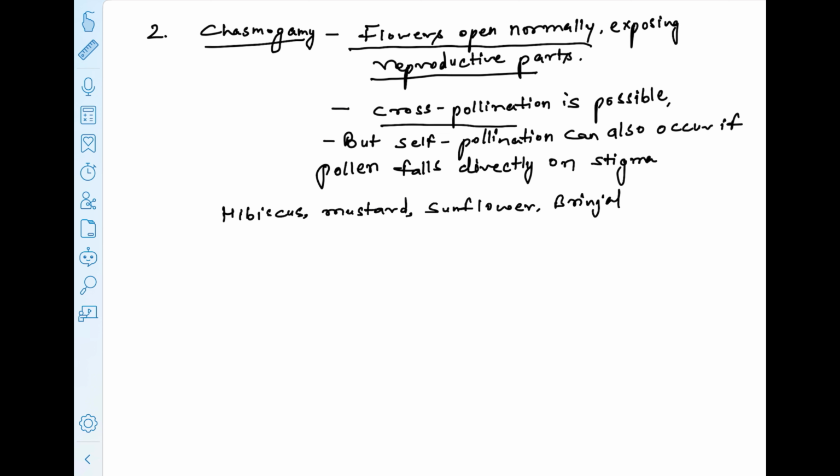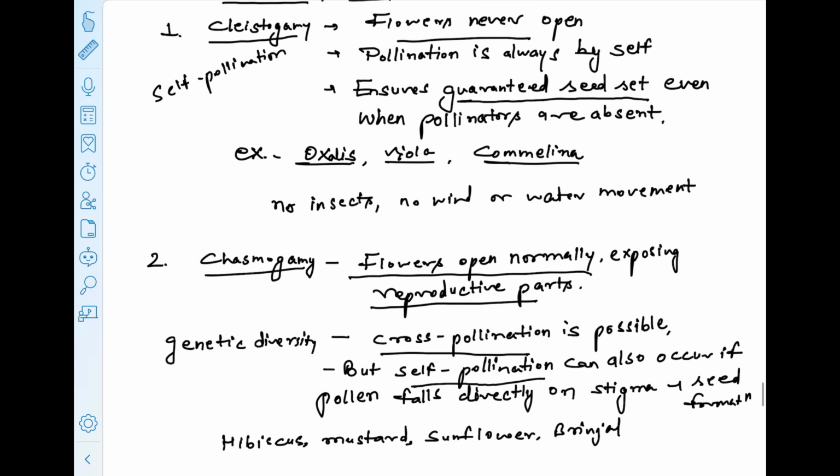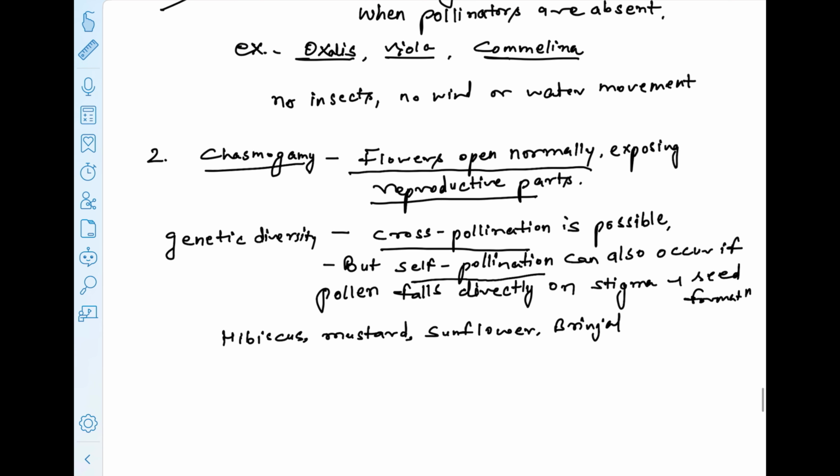What is the advantage of chasmogamy? First, it provides opportunity for cross-pollination, and cross-pollination increases genetic diversity. And at the same time, if cross-pollination fails, self-pollination can still occur, and it ensures seed formation. While in cleistogamy, flowers never open, so only self-pollination is possible. So this is the basic difference between both of them here: in cleistogamy only self-pollination can occur, and in chasmogamy, both self-pollination and cross-pollination are possible.